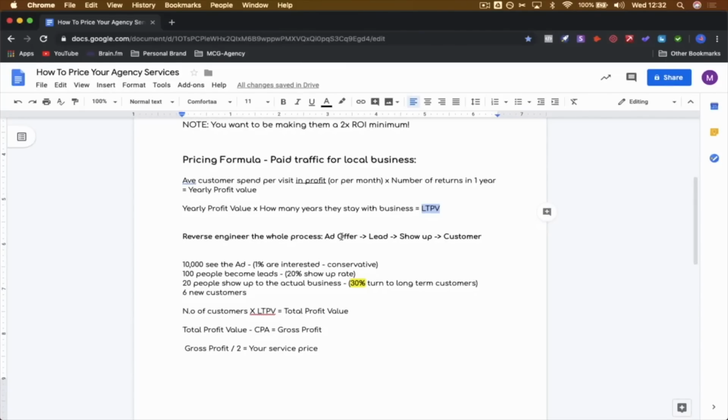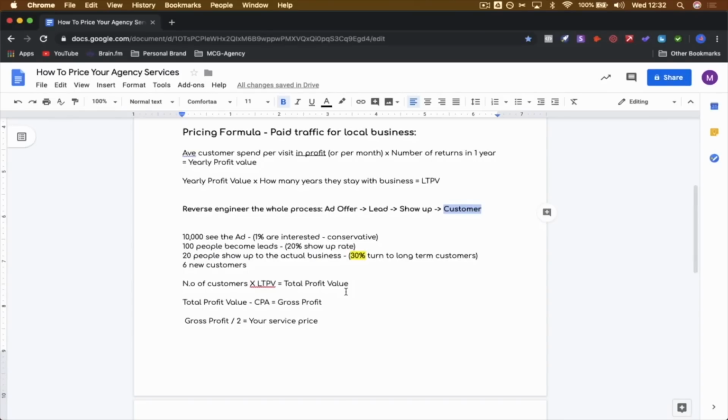Those people who are interested in this offer, a certain amount of people who see it are going to be interested and become leads of that business. You're going to generate leads. Out of those leads, only a certain amount of people are actually going to show up to the gym to redeem their 3-day pass or 7-day pass. Out of those people who actually show up and do the 7-day or 3-day pass, some are going to become customers.